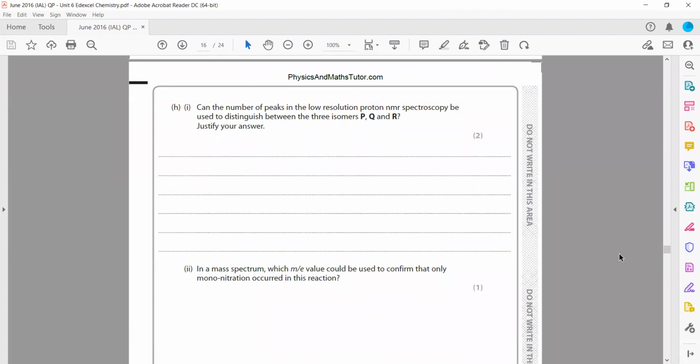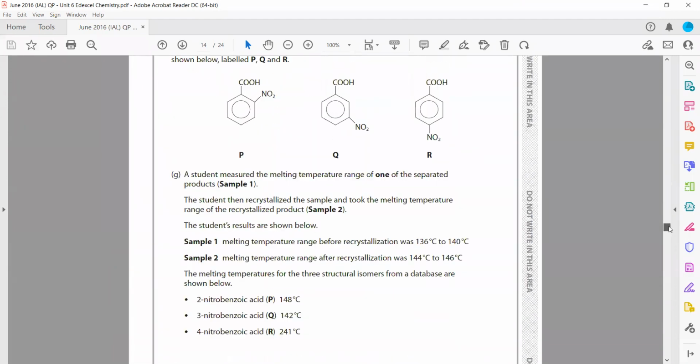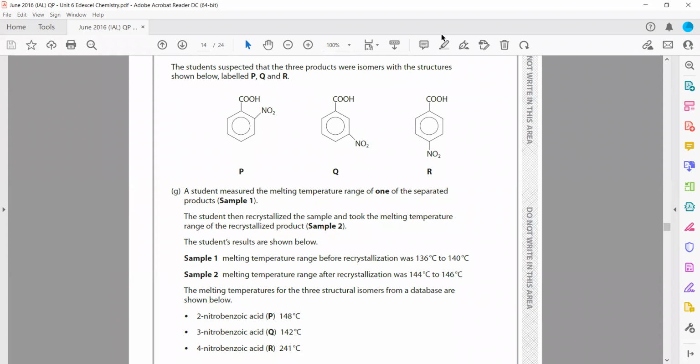The next part: can the number of peaks in low resolution NMR spectroscopy be used to distinguish between P, Q, and R? So we have to check. Low resolution only gives the number of hydrogen environments. It does not give anything about the neighbors. So when we check the number of peaks, this is 1.